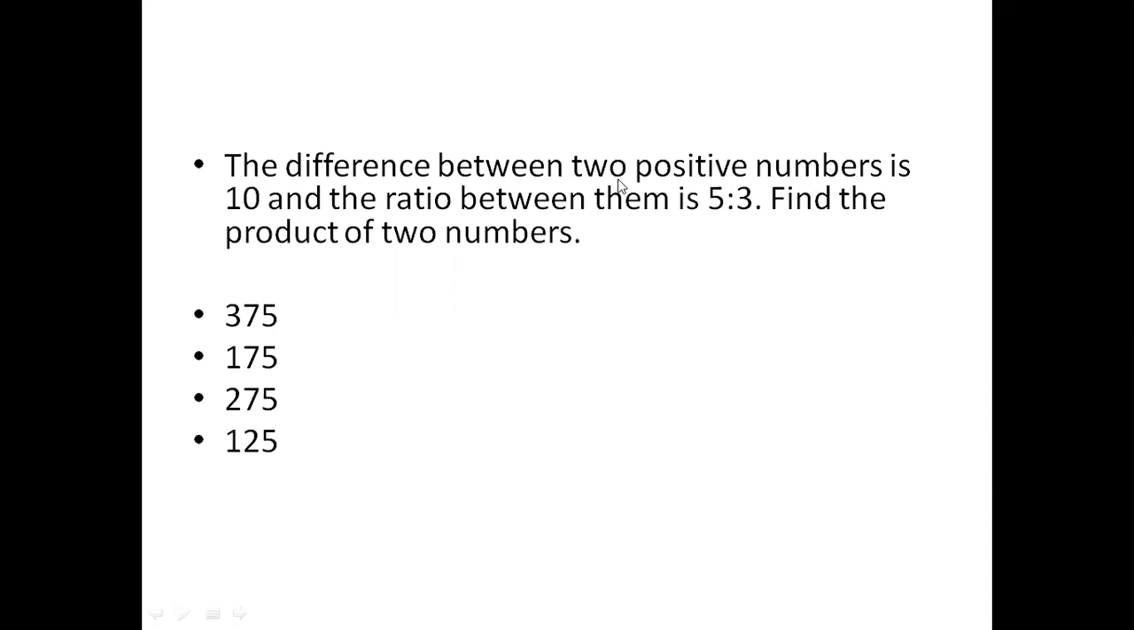Okay. Let me help you to answer this question, students. The difference between two positive numbers is 10 and the ratio between them is 5 is to 3. So find the product of the two numbers. The difference between two positive numbers is 10. I don't know what the numbers are, but I can write it like this, with A being the larger number and B the smaller number. And the ratio between them is 5 is to 3, so A is to B is equal to 5 is to 3.